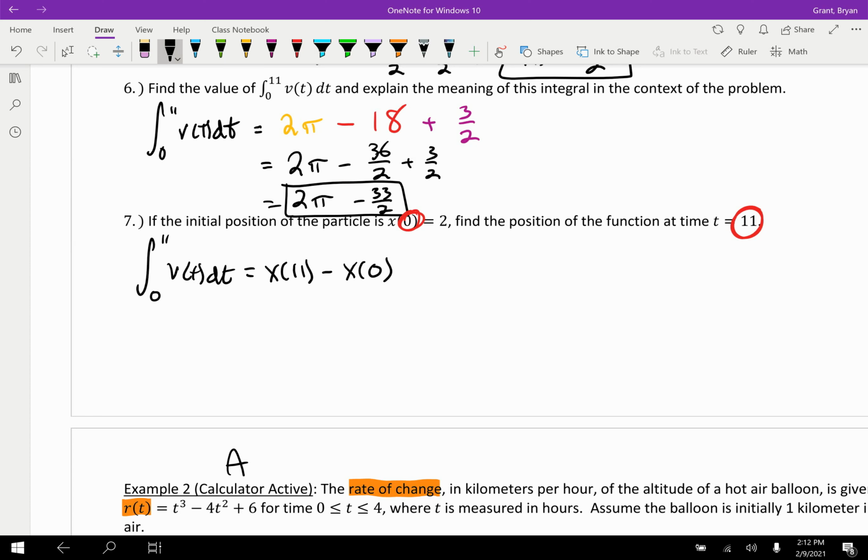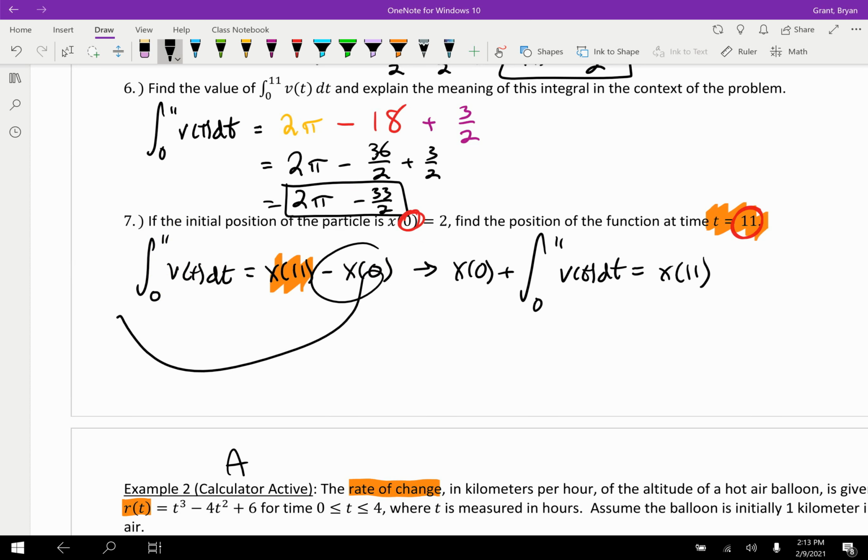This is our definition. Now, I knew to use 0 and 11 because those were the two inputs that they gave us in the setup for the problem. Look at these three values here. We have one term, a second, a third. Which one of these three are we interested in finding? We want to find the position of the particle at a time of 11. So let's isolate that guy. To do that, we are just going to add x of 0 to the left side. And so we get x of 0 plus the integral from 0 to 11 v of t dt equals x of 11, right? I just added this over to the other side.